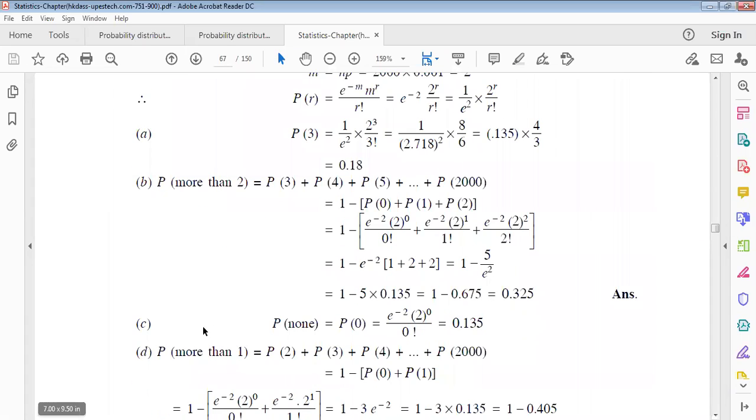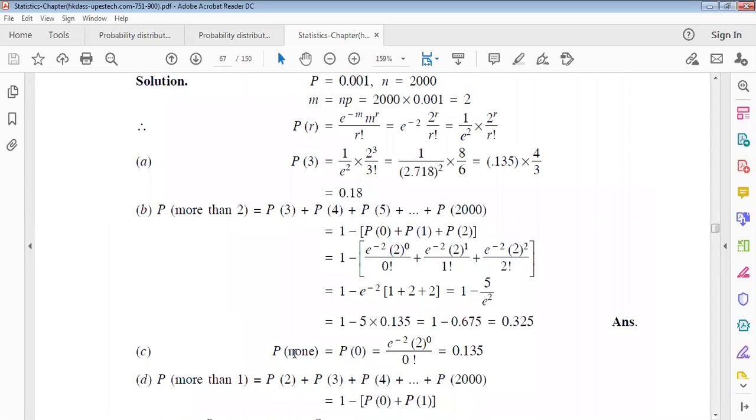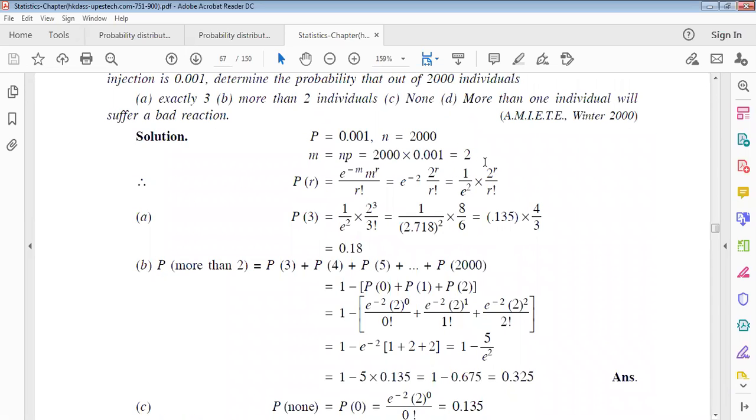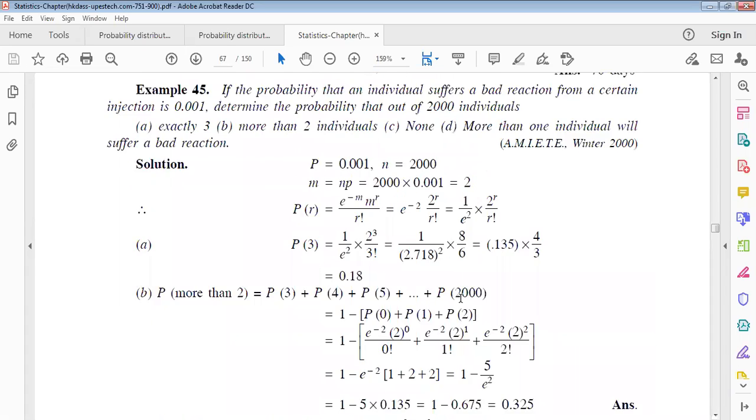Now part C, none. None means what? Probability of no individuals means what? R equals 0. Very easy. Just putting r equals 0 in the probability density function for the Poisson distribution, we get this result.